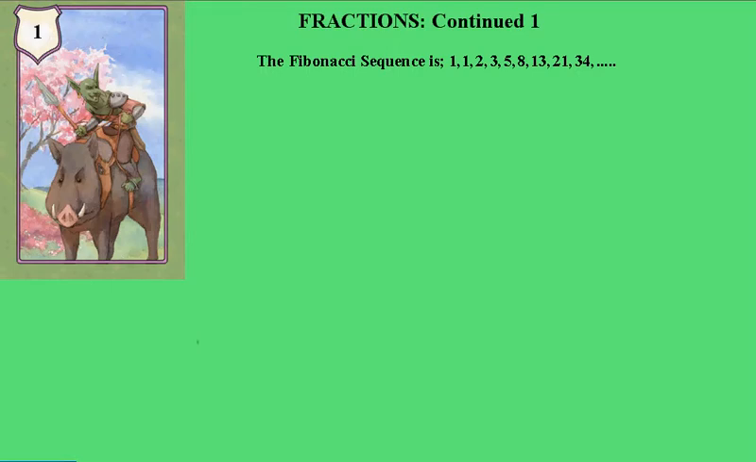Fractions, continued number 1. Now consider the Fibonacci sequence, which is 1, 1, 2, 3, etc. How you get that sequence is you add the 1 and the 1 together to get 2, the 1 and the 2 together to get the 3, and the 3 and the 5 together to get 8, and so on. Now I'm going to represent this as a continued fraction.